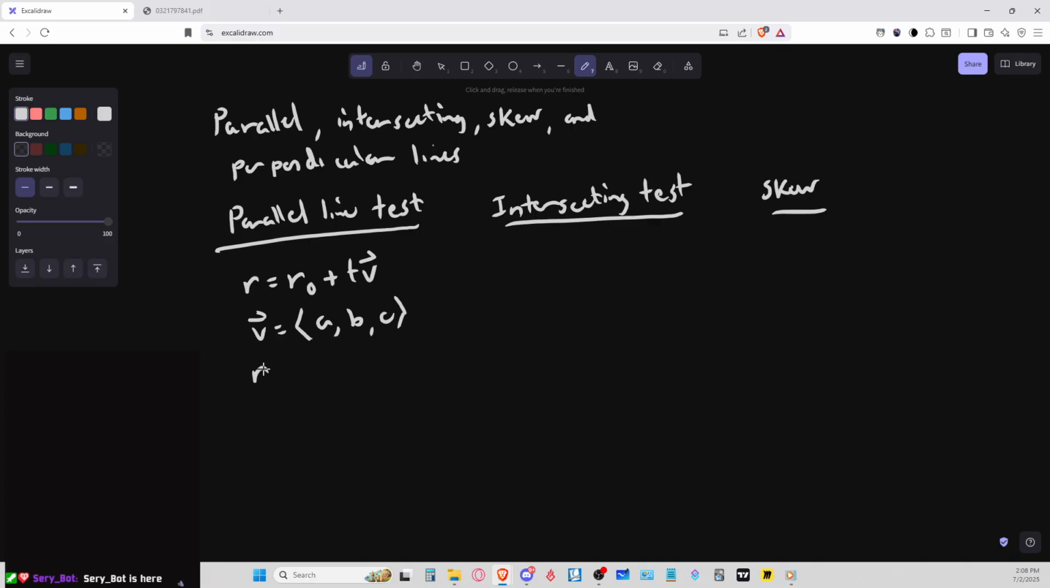If we have two lines, let's make this R1 and R2. I'll put V1, with a little 1 and a little 2 here for R0 as well. And for V2, we'll put E, D, and F here, just to differentiate between the two. Let me put line 1 here, and then line 2.